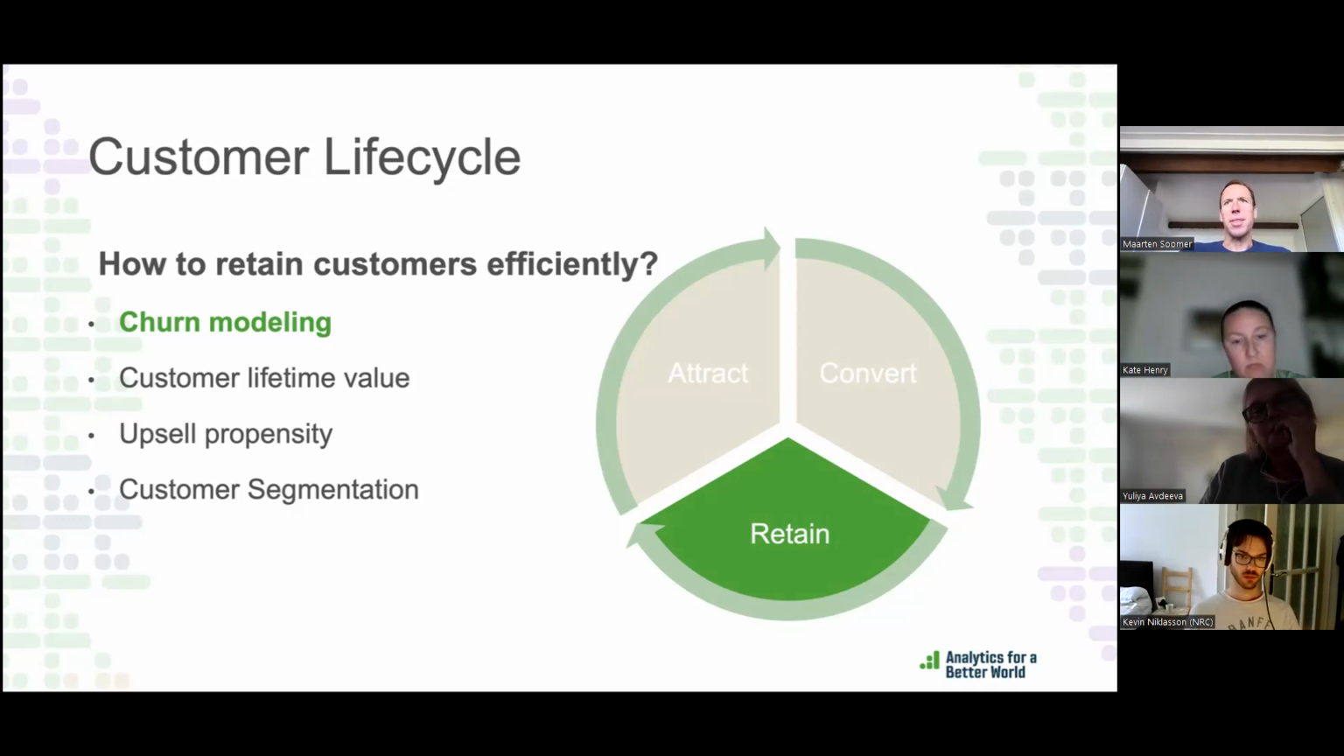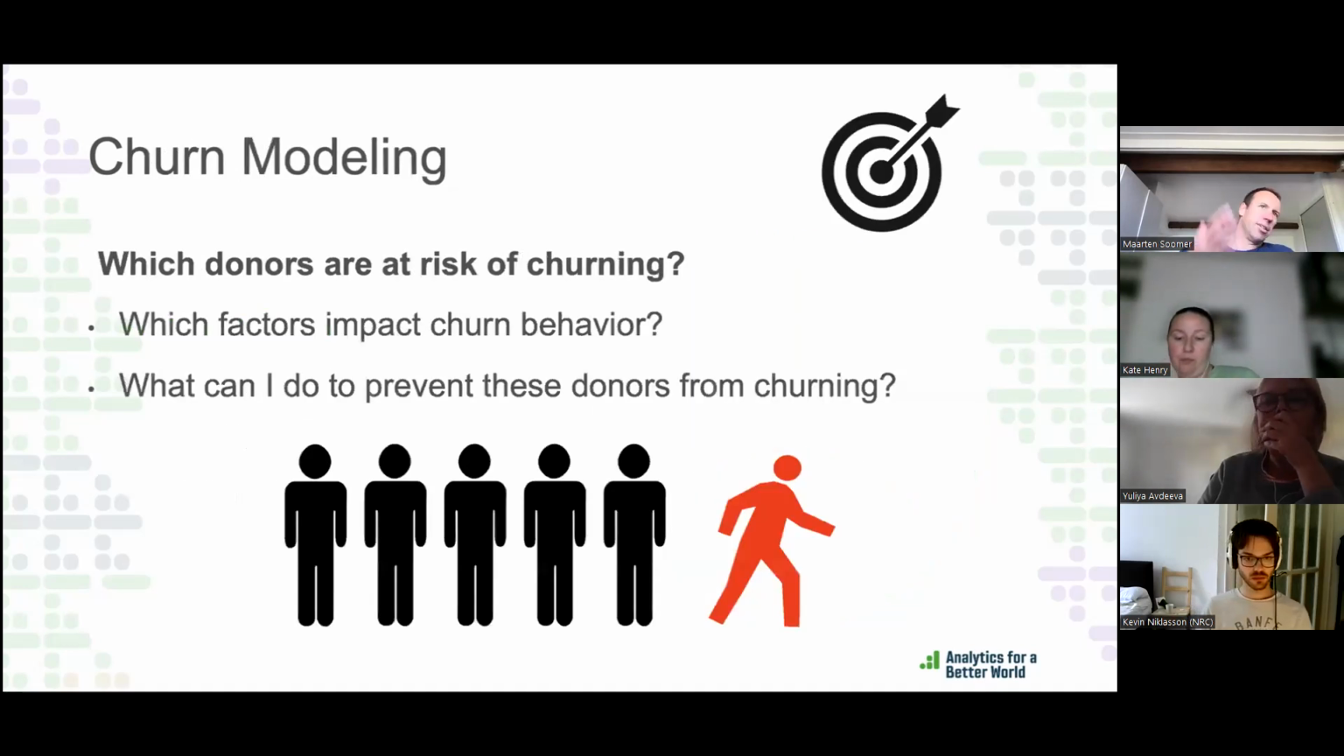Great. Okay, let's go to churn modeling. Yeah, I think very important and relevant application for your donors. Which donors are at risk of churning? That's the main question we want to answer. What we also would like to understand is which factors impact churn behavior. And of course, what can I do to prevent donors from churning? That's what we like to understand in this application.